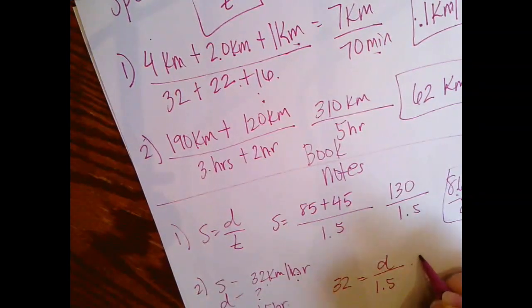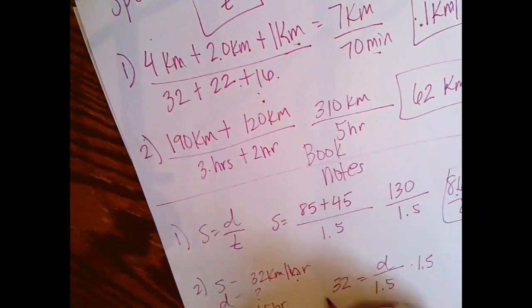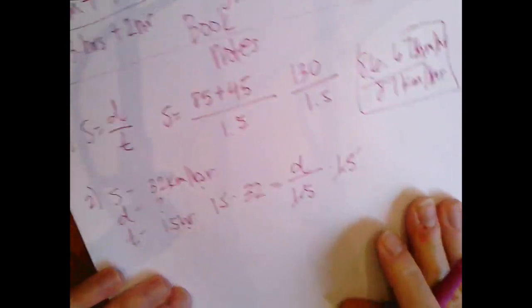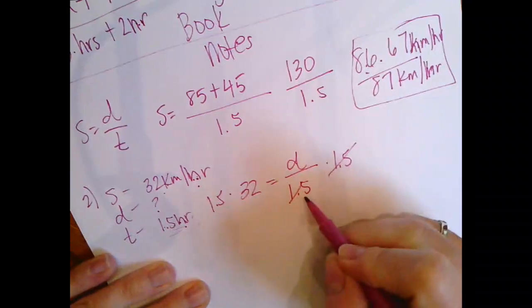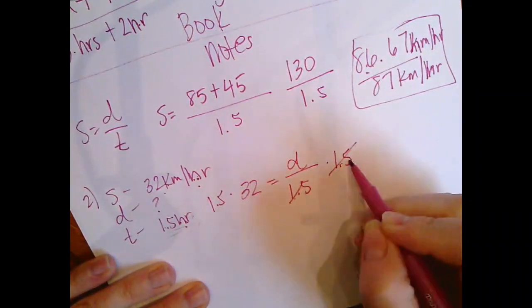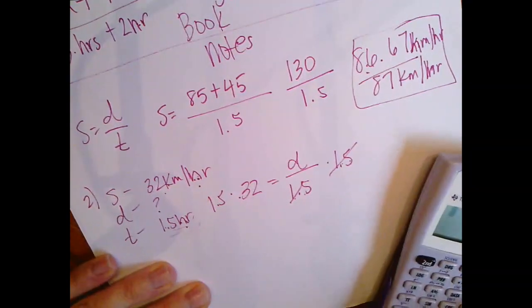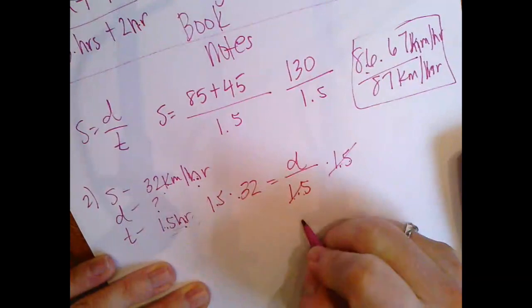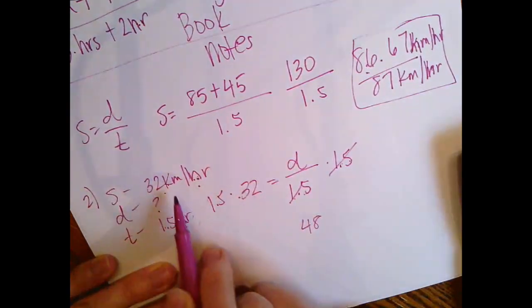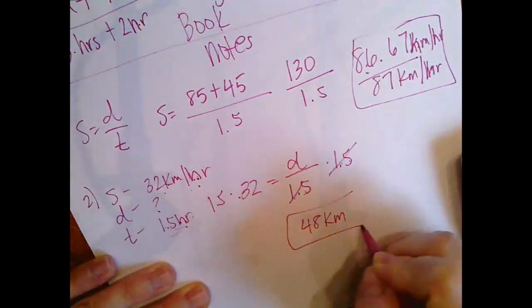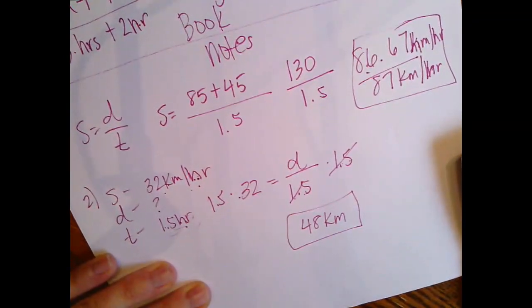Remember, you have to get rid of your denominator. Whatever you do on one side, you have to do on the other. So those are going to cancel. And, oops, I'm so sorry, y'all. So you're going to multiply 1.5 on both sides. So 32 times 1.5 would be 48. And because this is kilometers per hour, this would be kilometers. So my answer is 48 kilometers.